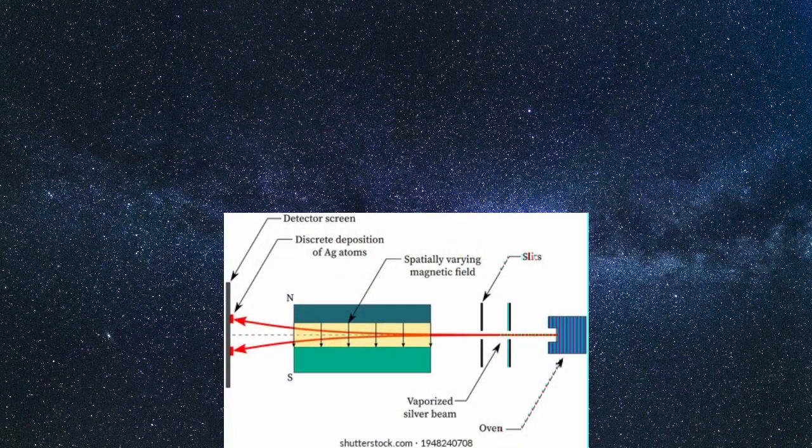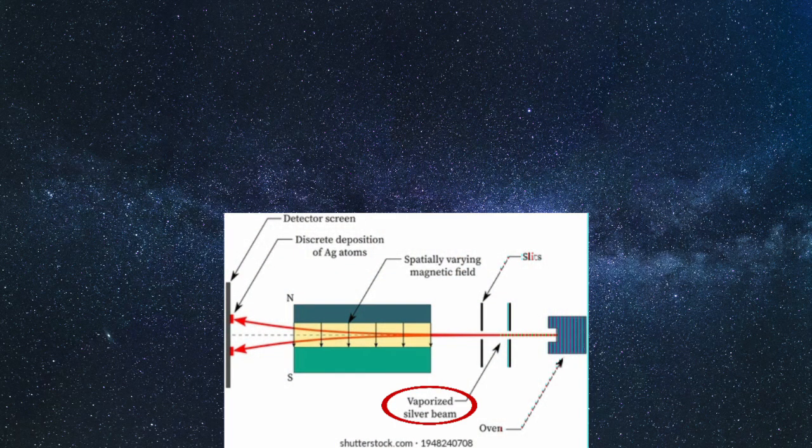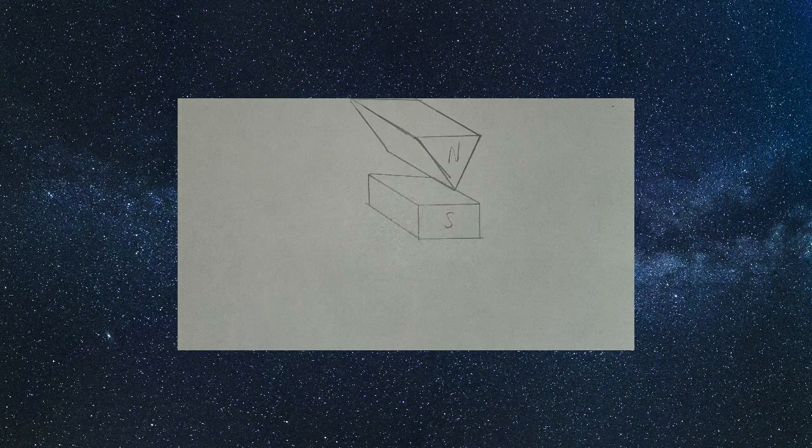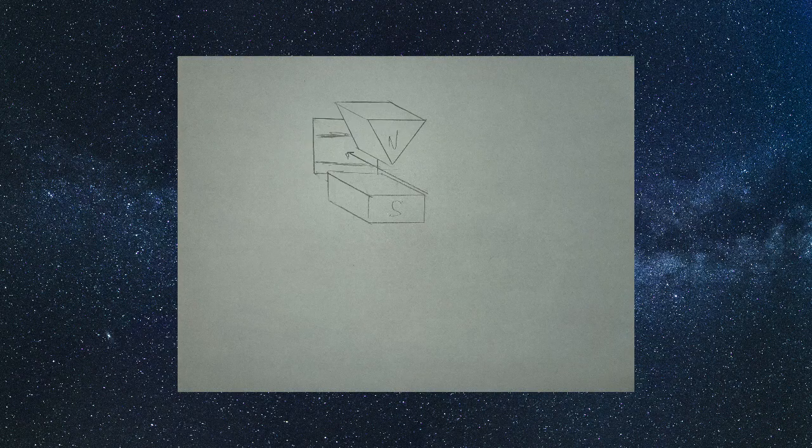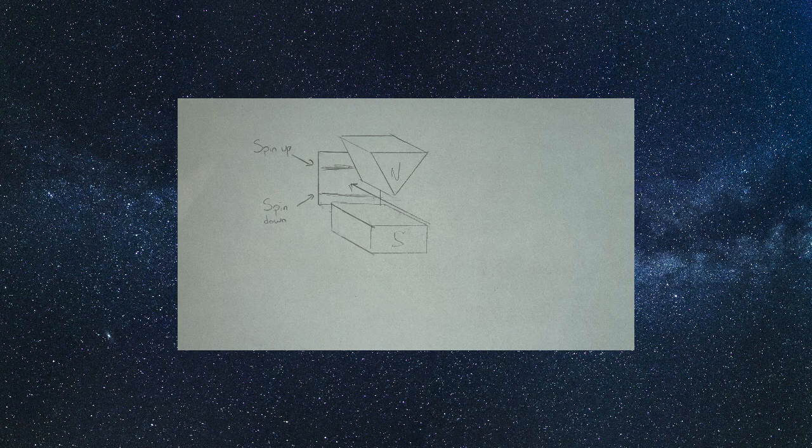Well, we don't know. But if we don't know what it is, then how do we know it exists? Well, that's because of this experiment. In this experiment, neutral silver atoms were fired through this, which is basically two giant magnets. Since they're neutral, they should go straight, right? But instead of going straight, they all went to one of two extremes. This is called spin up and spin down. So there must be something causing the atoms to be deflected one of these two ways.